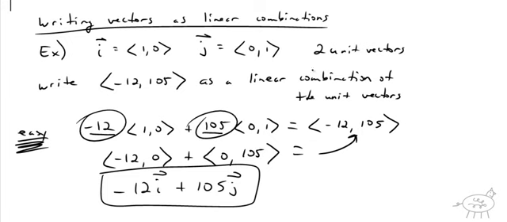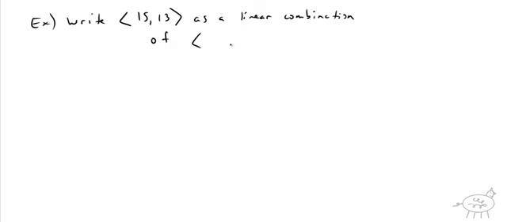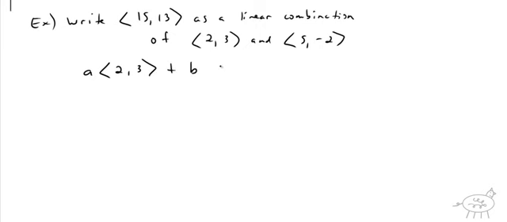Let's do a little more complicated problem where it's not just a unit vector. So another example, I want you to write 15, 13 as a linear combination of 2 other vectors, 2, 3 and 5, -2. So basically what we need here, math fans, we need to have some value that you're going to multiply times 2, 3, and add that to some value that you're going to multiply by the vector 5, -2 to give me the vector 15, 13. All right? So we're looking for those coefficients, the coefficient a and b.